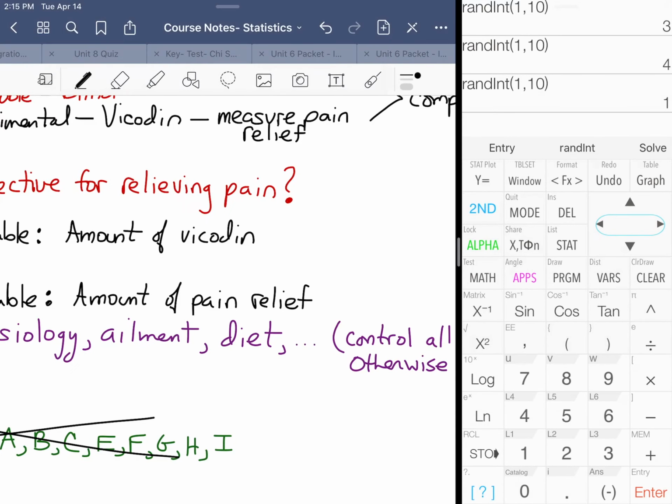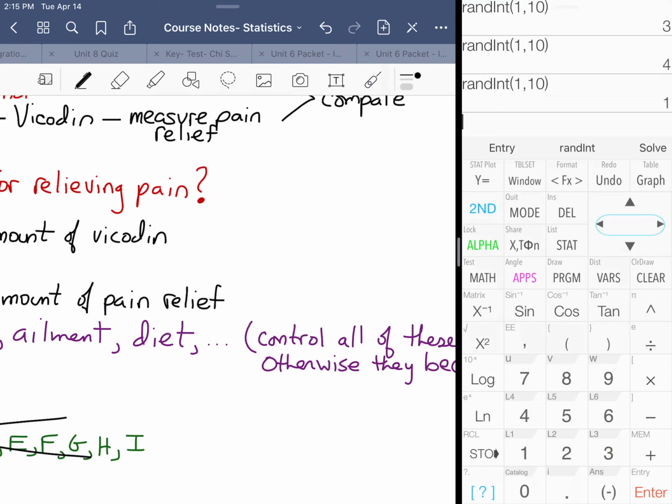All right. The amount of pain relief. Well, depending on how we measure this, we could be looking at a lot of different possibilities. But if we're going with the scale of 0 to 10, then it's more finite. What I would say is 0 is none, no pain relief, through 10, complete pain relief.